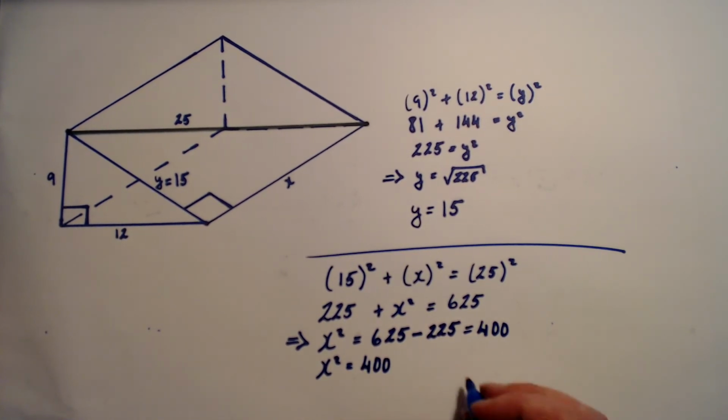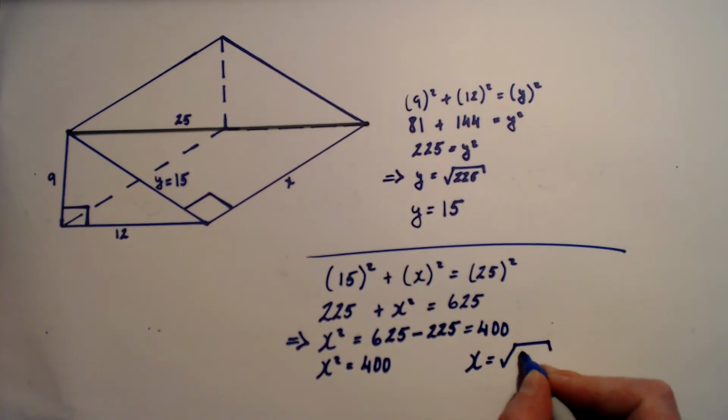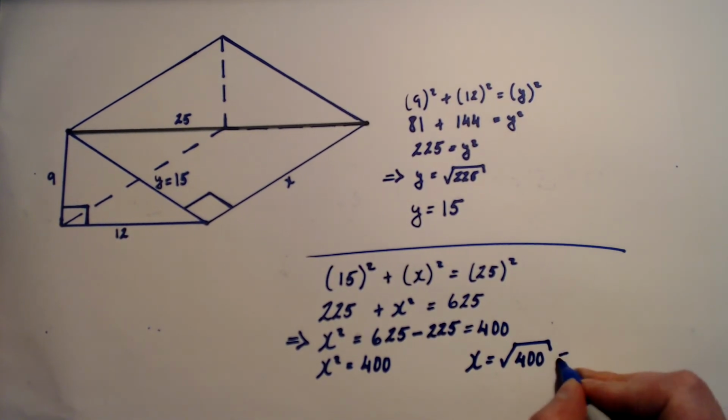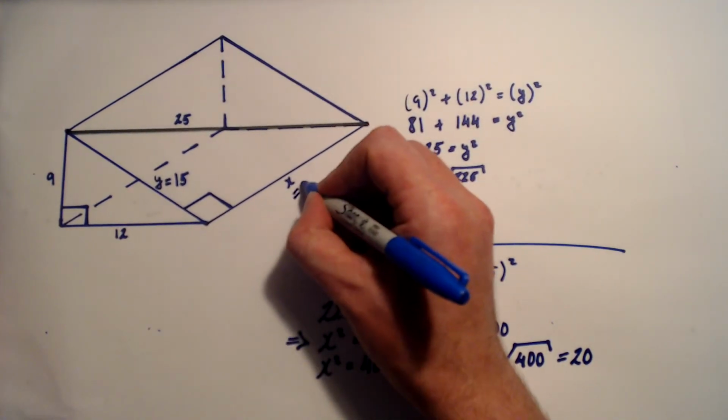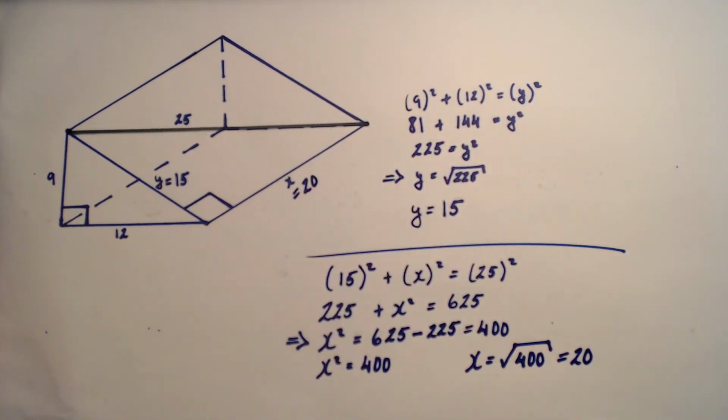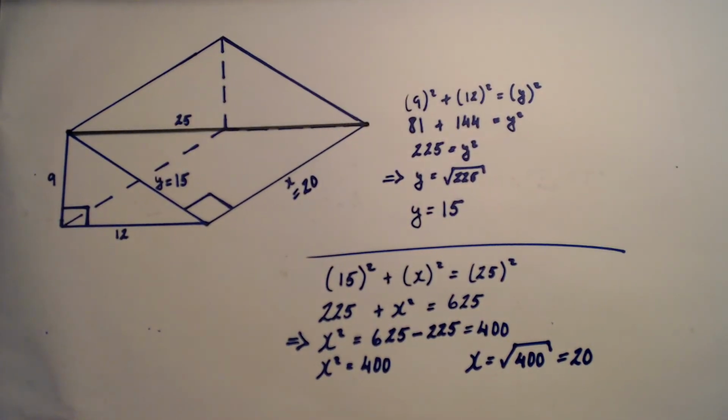That tells me that x, therefore, is the square root of 400. The square root of 400 is 20. And so I have here that this value of x is 20. And that's it. Those numbers worked out quite nicely for us.